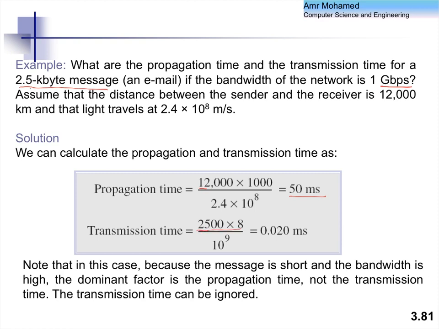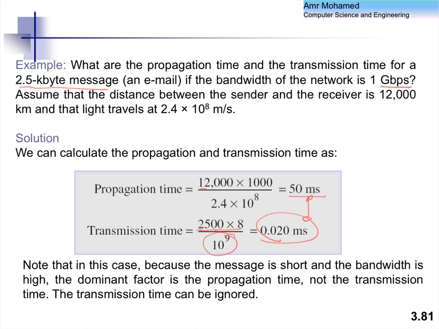So it's typically 2.5 times 1,000, and this is bytes, so we have to convert it to bits, divided by the bandwidth, which is 10 to the power 9. So as you can see here, this time is 0.02 millisecond, which is in fact negligible compared to this. So we're using fast Ethernet over fiber optic that spans 12,000 kilometers. So that's practical. So the transmission delay in that case is negligible compared to the propagation delay.